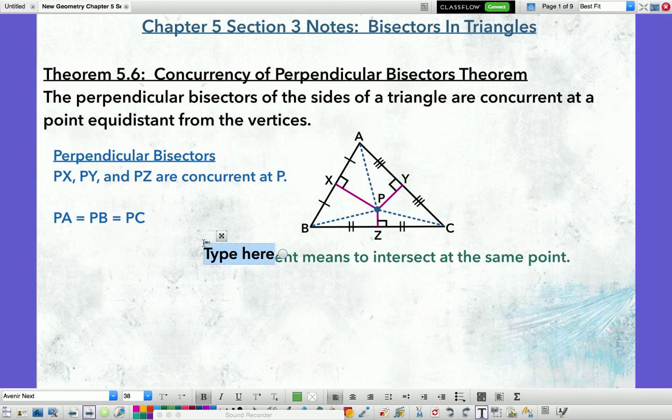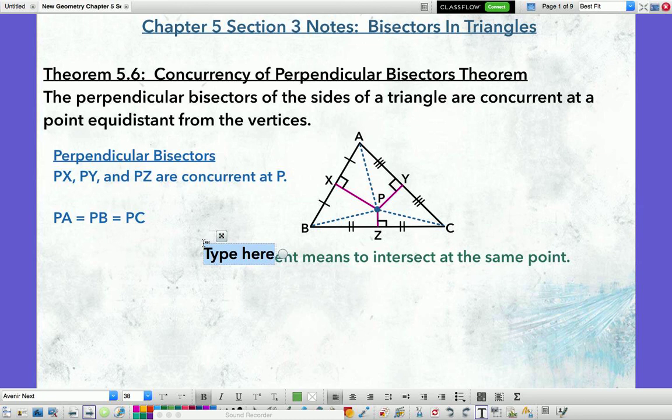So now we're talking about Chapter 5, Section 3, which is talking about concurrency of perpendicular bisectors. Concurrent just means to intersect at a point, at the same point. The perpendicular bisectors of the sides of a triangle are concurrent at a point equidistant, or equal distance, from the vertices. So PY, PX, and PZ, the lines in pink, are concurrent at P.